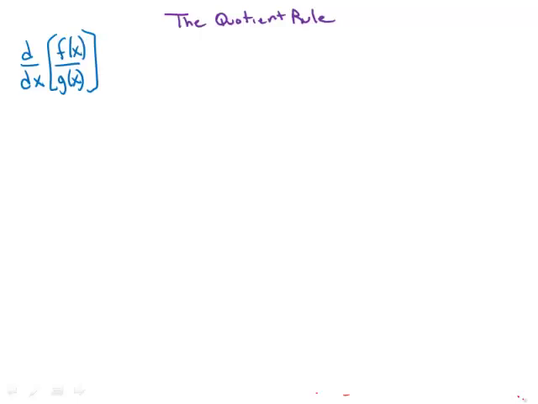So now we're ready to talk about the derivative of a quotient, the quotient rule, which is an incredibly useful shortcut rule. And here I'll show the derivation of this, and in the next video I'll show some examples.